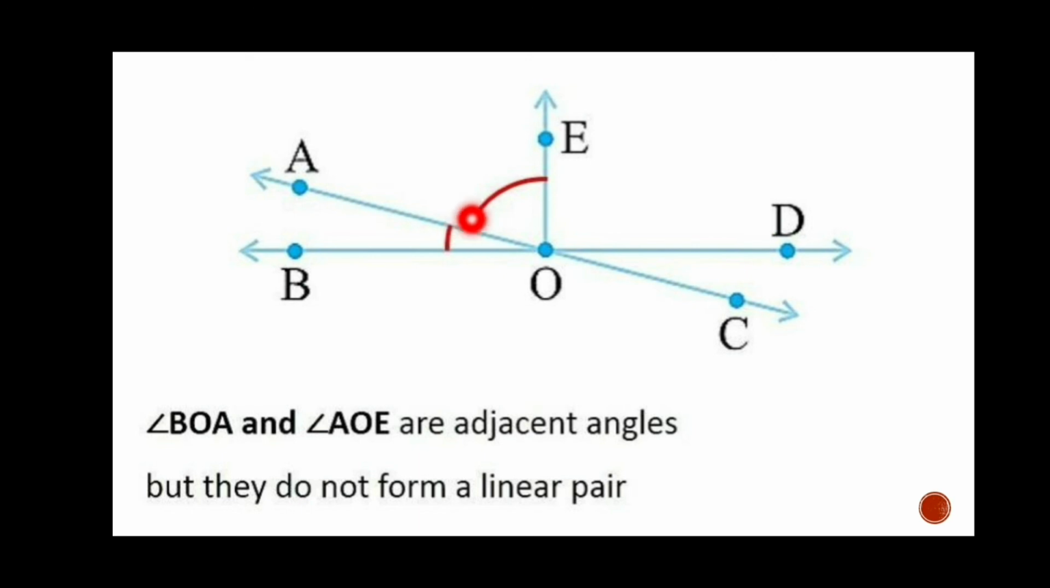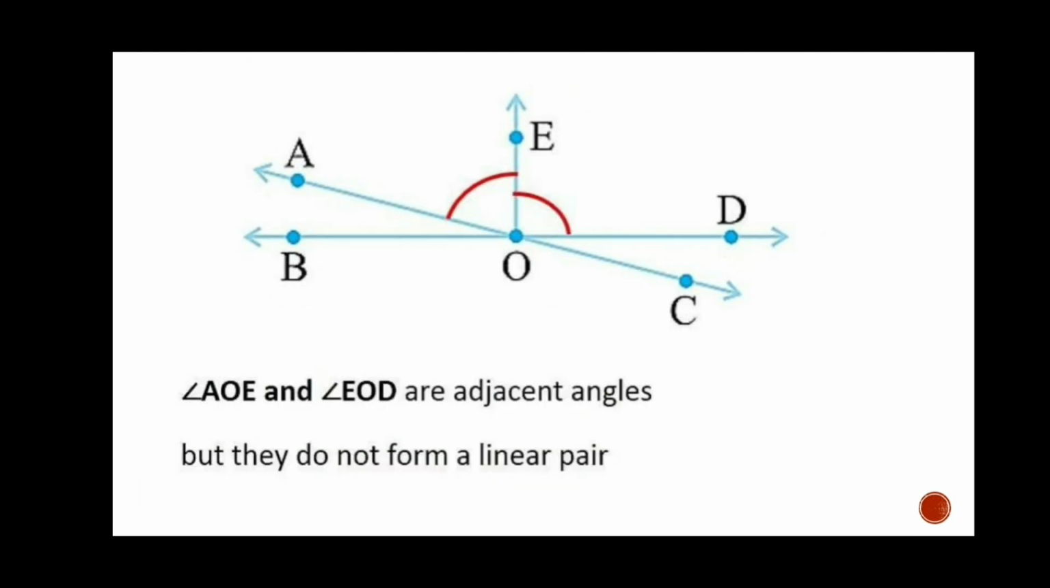Both these angles are adjacent angles but they are not making a linear pair, right? In a linear pair the non-common sides must be opposite to each other, but this side and this side are not opposite. They are not forming a straight line and also their sum is not equal to 180 degrees. Hence these two angles are adjacent but they do not form a linear pair.